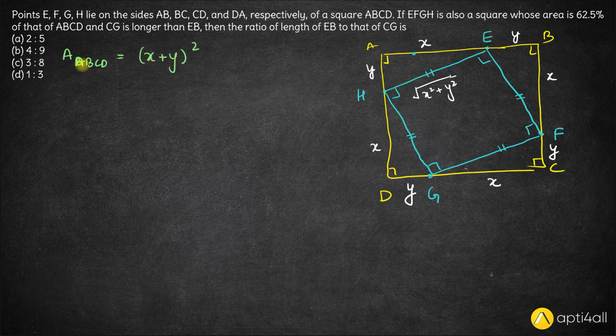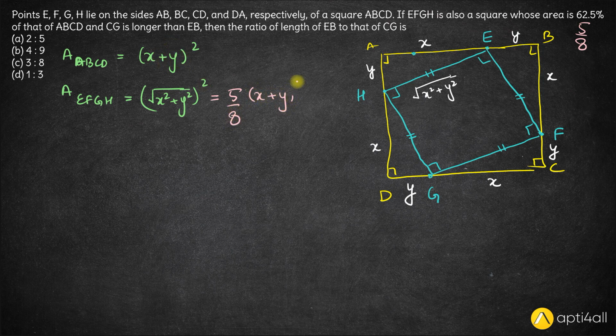So this is the area of square ABCD, and the area of square EFGH. What will it be? Side of this square is square root of X square plus Y square. So area will be square of the side, so the square of the square root of X square plus Y square. And we are given that the area of this square is 62.5%. Now 62.5% effectively is 5/8. So the area of this square is 5/8 the area of this square, which is X plus Y whole square, right? So let's simplify or solve this.